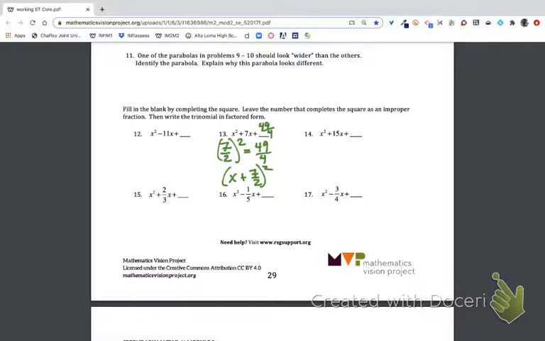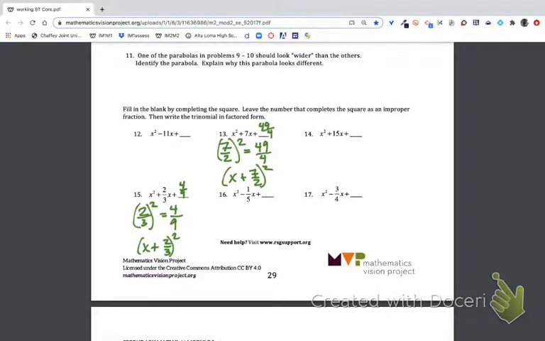For number 15, a little bit more of a challenge. 2/3 squared. Well, that's just 2 times 2 over 3 times 3. So you have that, and then your final bit is writing it in factored form, which is right here.